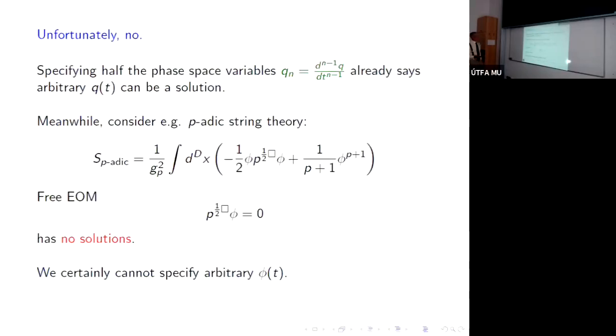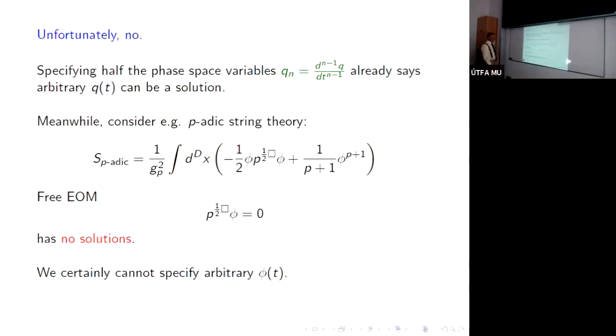Unfortunately, this doesn't work. One way of seeing it is that already if you specify half the phase space variables in the infinite derivative limit, you're already saying that an arbitrary q of t can be a solution, because you specify all derivatives of your variable at time equals 0. So half your phase space variables already completely determines the solution.